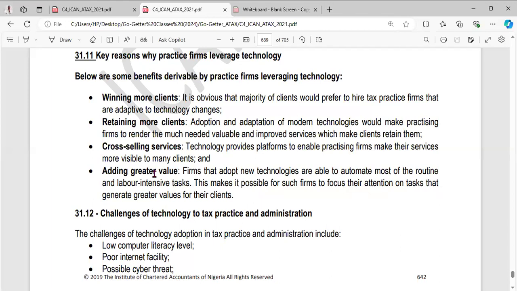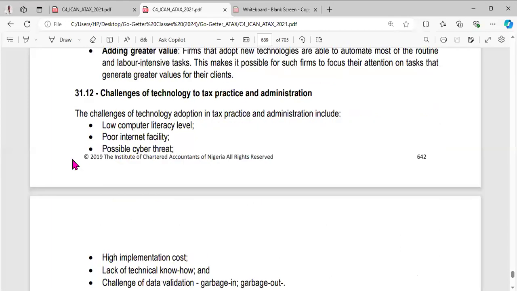What about some of the challenges of technology? We said one of them is low computer literacy. Many people in their 60s, 50s, because they are old, don't have computer literacy, their level is low and it is difficult. And some of them own accounting practices.